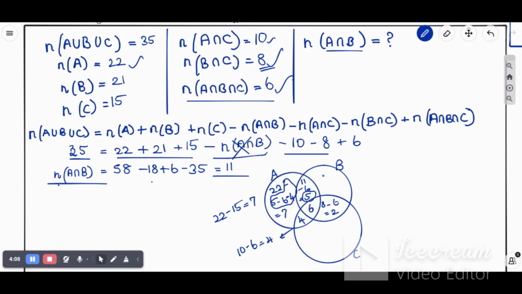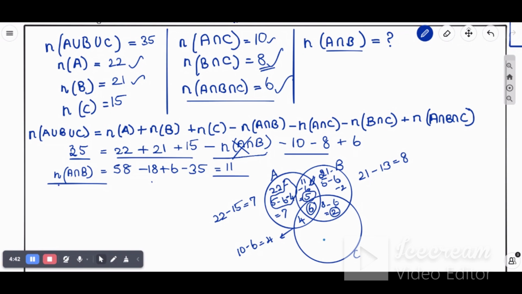On this side it's given n of B is equal to 21. So let us write here 21. What is minus? Can you say? Yes. Minus 5. We have to minus this part, and 6, and here 2. So minus 5 minus 6 minus 2. So this will be 21 minus 13. Okay, 11, 12, 13. So that is equal to 8. So number of students of this B is 8 and this A is 7.